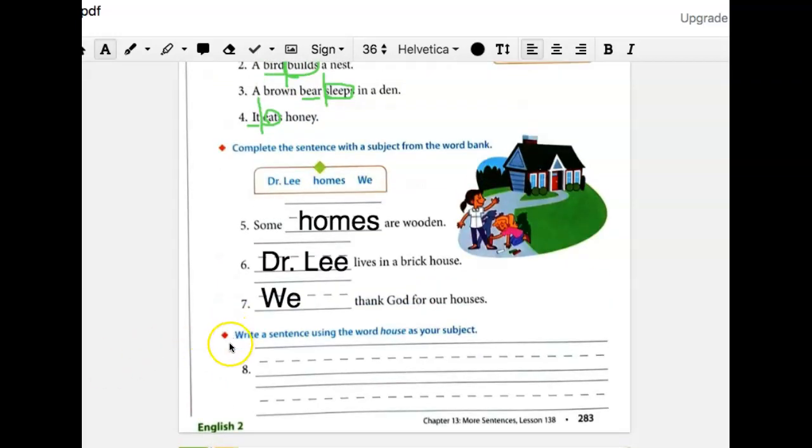Number 8. You're going to write a sentence using the word house as your subject. So remember, subject is not exactly the same thing as the subject part. It is actually the main word in the subject part. So the word house is going to be your subject. That means you can add other adjectives, maybe the color of the house or maybe the size of the house, and write a sentence about it. So my sentence could be, the blue house is as tall as a mountain. So my subject house has the adjective blue and the article the. The blue house is as tall as a mountain.